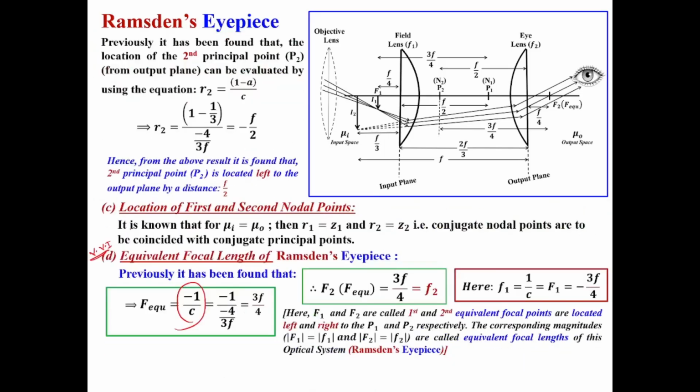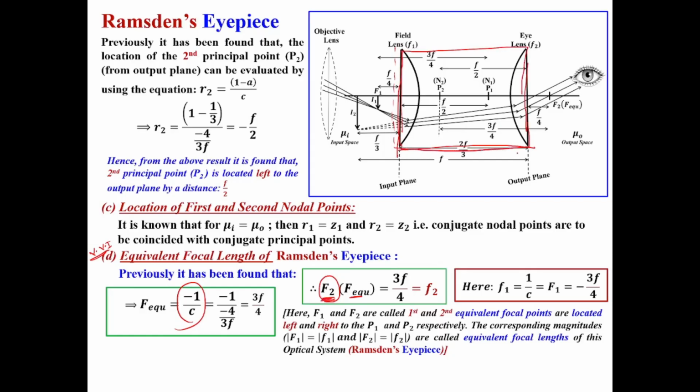Previously it has been found that F equivalent is nothing but minus 1 by C. As I discussed, F equivalent is nothing but F2. Here capital F2 is nothing but the position of the equivalent focal point of this optical system. Here the optical system is your Ramsden eyepiece. This is your optical system, from input plane to output plane. The system is called the optical system, or the so-called Ramsden eyepiece, right?